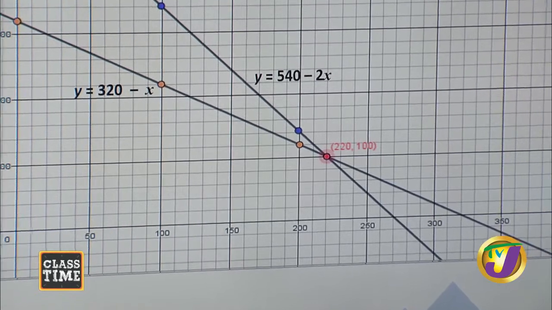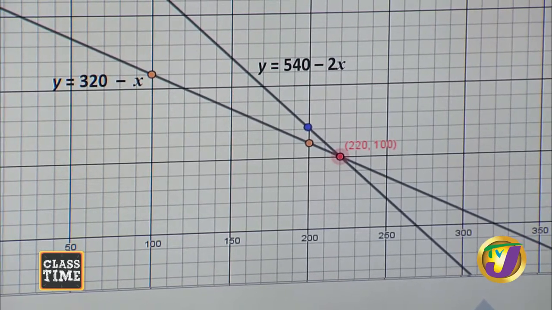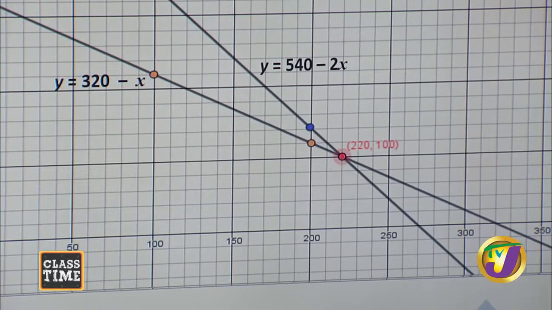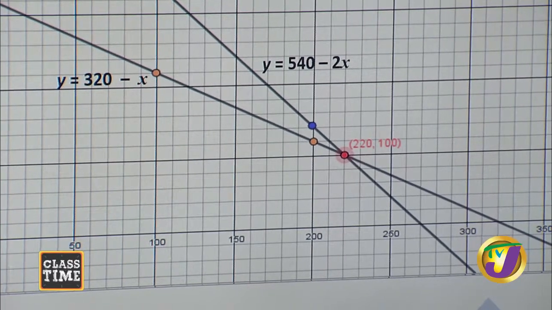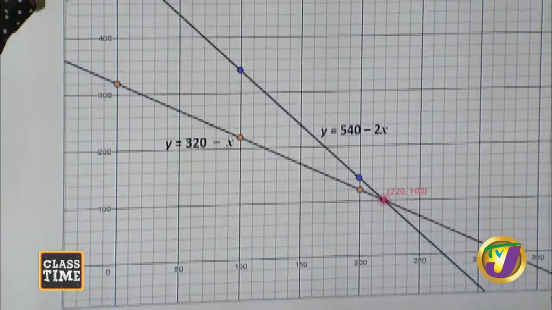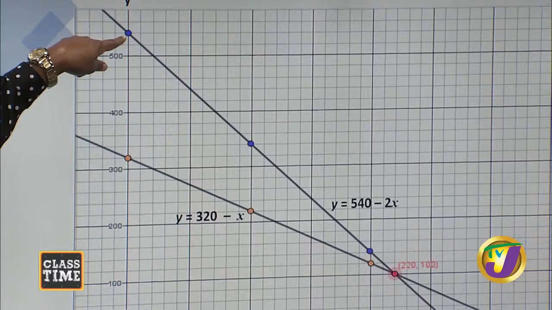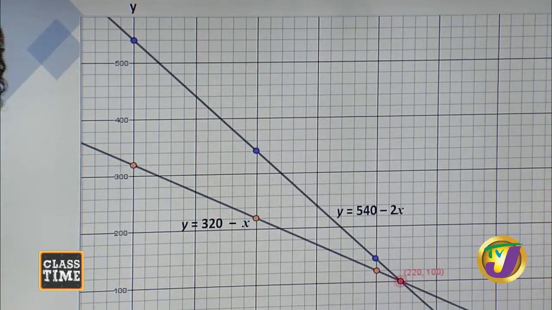Yes. And you know what else I'm picking up from the graph? I'm picking up the y-intercepts. Oh, yes, I didn't even realize that they were there. Yes, the y-intercepts are here, and these are the constants. Those were the constants. Yes, so notice here on my graph, 320 was my constant, my y-intercept. And here on your graph, 540 was your y-intercept. Yes, you are indeed correct.